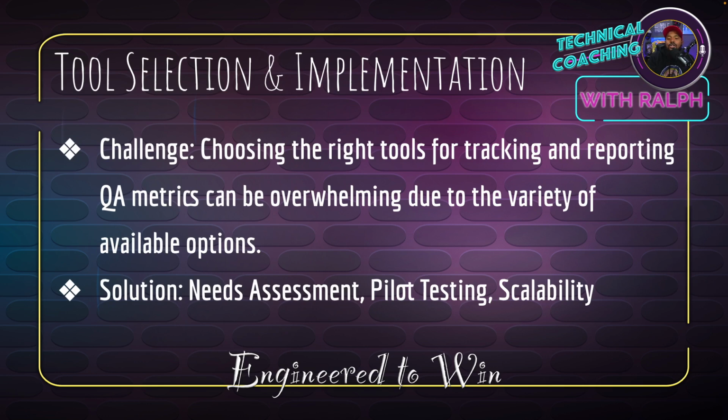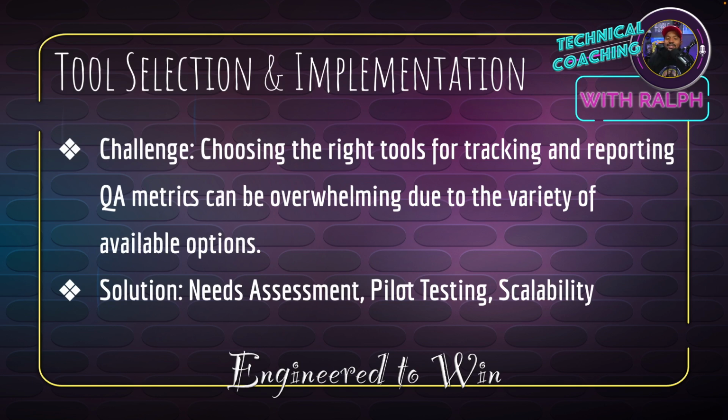So what's the challenge? Choosing the right tools for tracking and reporting QA metrics can be overwhelming due to the variety of available tools. So many tools, right? So how do you fix that? You need to do a needs assessment, seeing what tool does what and what it is that you're looking to gather. Then you want to do a pilot. You don't want to just jump straight into it, do everything. No, do pilot testing, do a small sample size, see what happens.